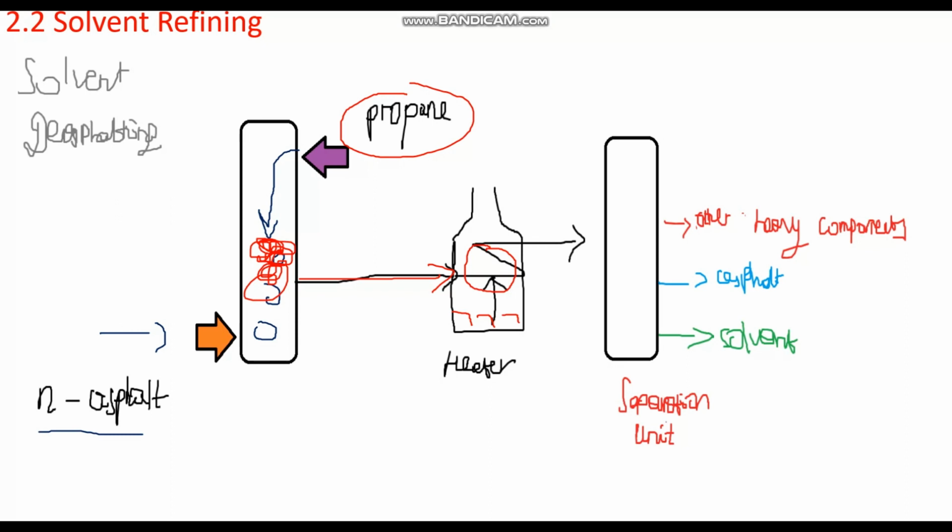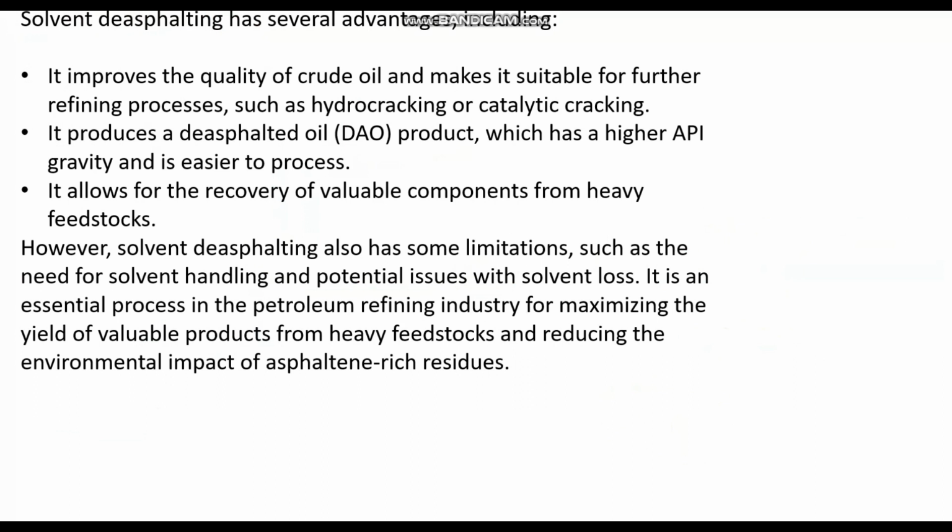After extraction, the mixture is allowed to settle or is sent to a separation unit. In this phase, the asphaltenes and other heavy components separate from the solvent, forming a dense asphaltene-rich phase. So, in simple words, here in the separation unit, we will have final products such as solvent, asphalt, and other heavy components. Okay, that is solvent deasphalting.